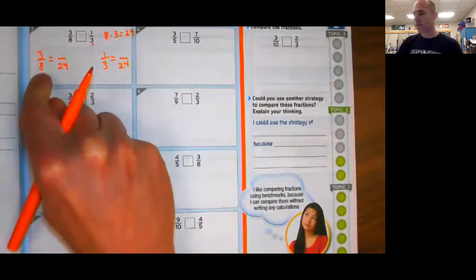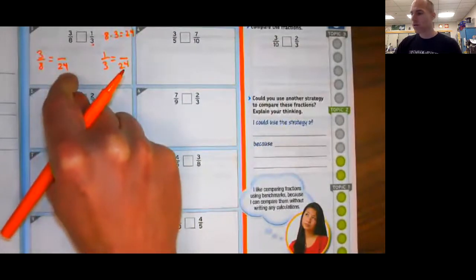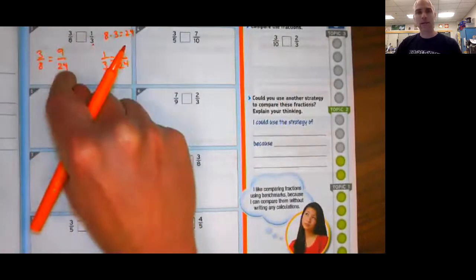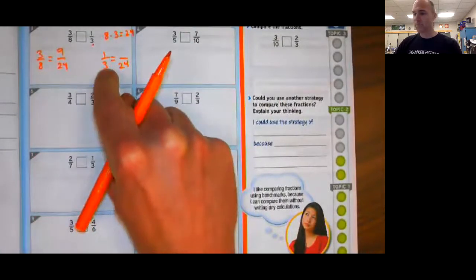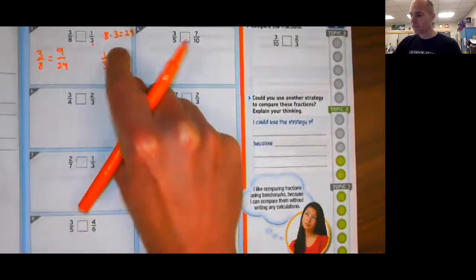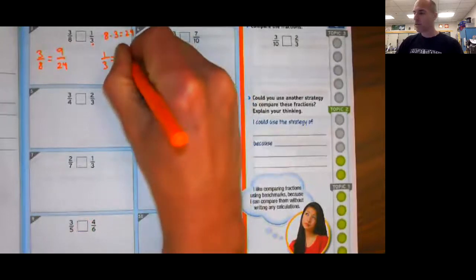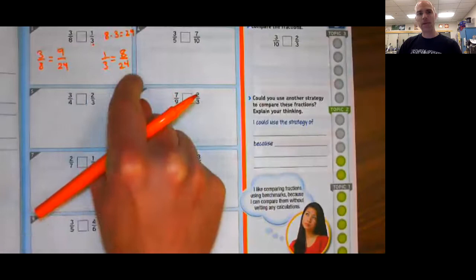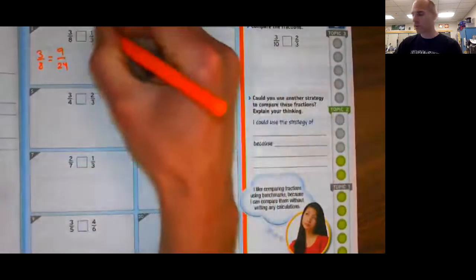8 times 3 equals 24. So 3 times 3 is 9 here. And then 3 times 8 is 24. So 1 times 8 is 8 up here. So the 3/8 is worth 9/24, where the 1/3 is only worth 8/24. So I'm going with the 3/8 as my greater than.